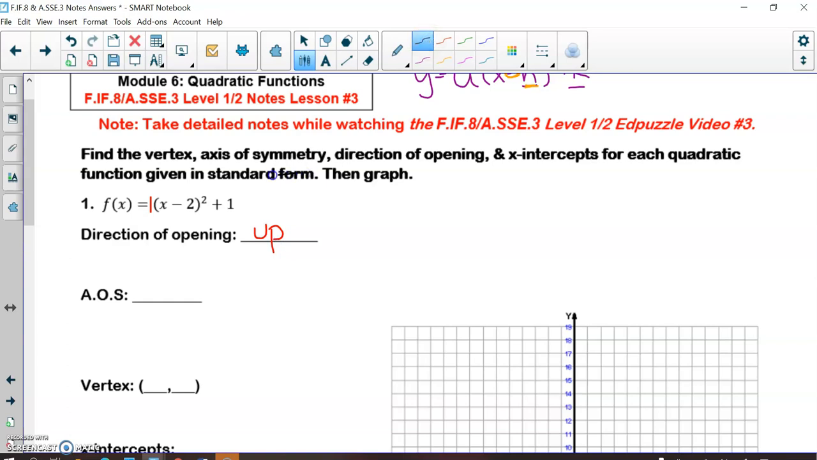And sorry, this is a typo. This should say vertex form. My axis of symmetry is different because I don't need to do x is equal to negative b over 2a. I only do that for standard form.